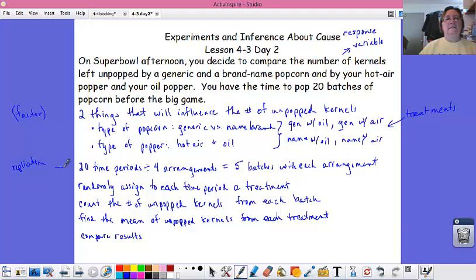Got to do it a lot. Randomness to limit confounding, and comparison. There would have been no need to do an experiment if you didn't want to compare the results. You were looking to see which would do better. So replication, randomness, comparison belong in every experiment.